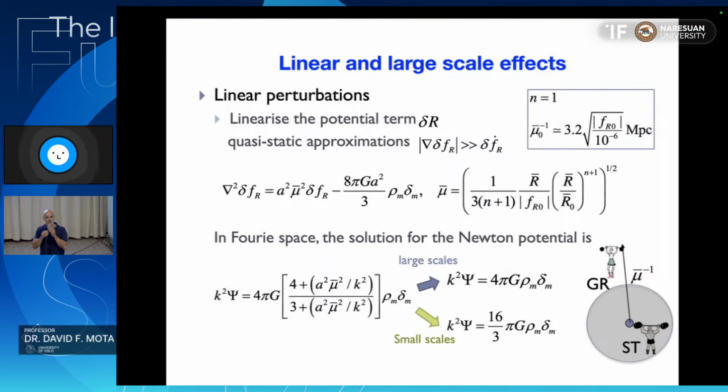So if the fifth force is the length of my arm, only this region around me is affected by my strong extra gravity. If my arm becomes very long, then there's more range, more matter which will be affected by me.